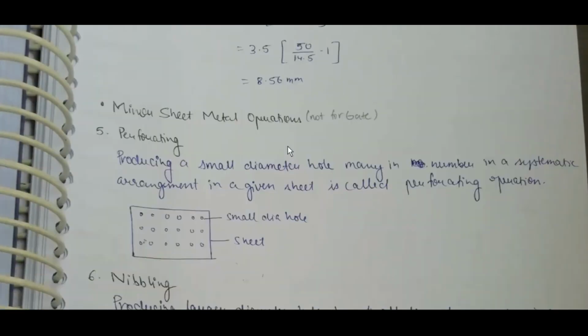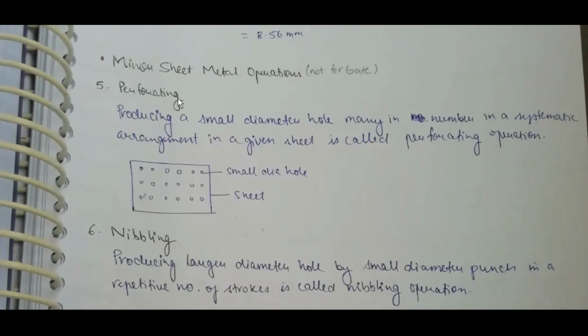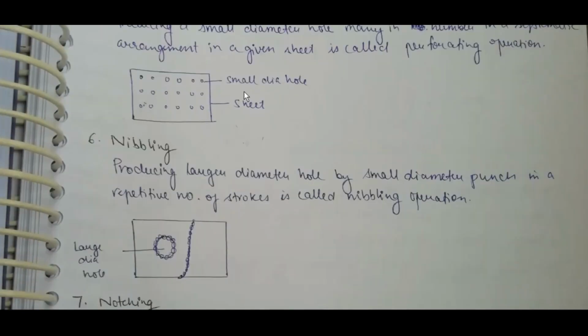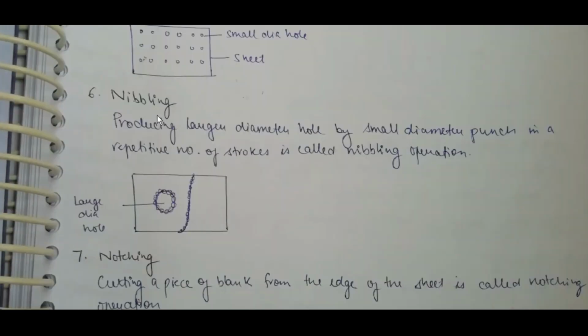Minor sheet metal operation, perforating: producing small diameter holes, many in number, in a systematic arrangement in a given sheet, is called perforating operation. Nibbling: producing larger diameter holes by a small diameter punch in a repetitive number of strokes is called nibbling.